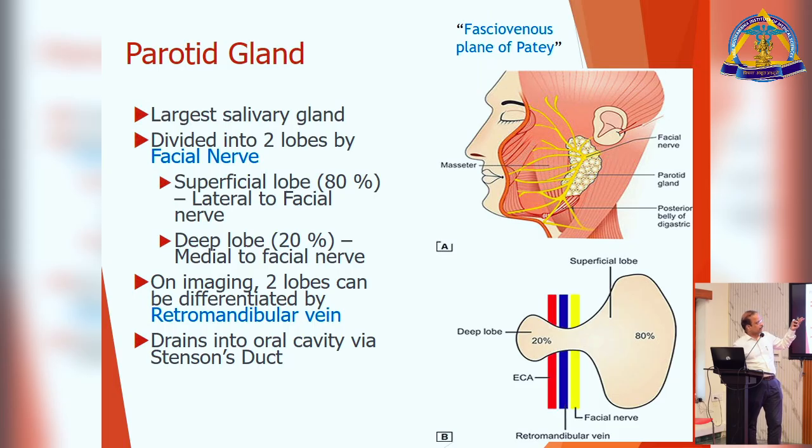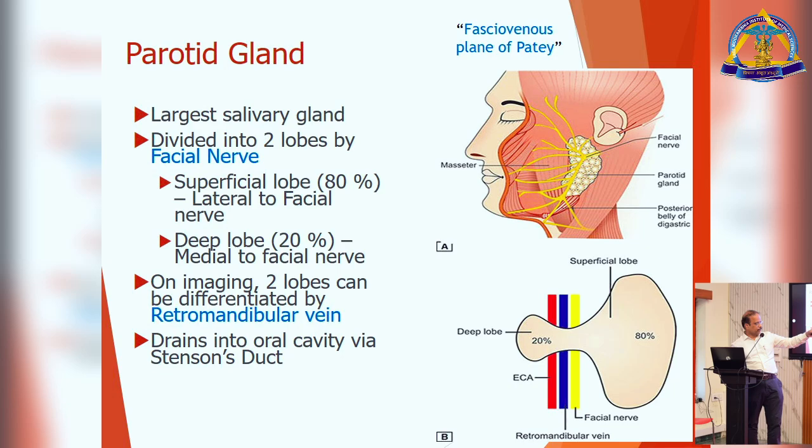It is the largest salivary gland. It is divided into two lobes by the facial nerve. The lobes of the parotid are not anatomical lobes; they are surgical lobes, because there is no fascial plane or muscle which separates the superficial and deep lobe. It is called the faciovenous plane of Patey. The larger portion of the parotid is the superficial lobe, which contributes 80%, and the lesser portion is the deep lobe, 20%.